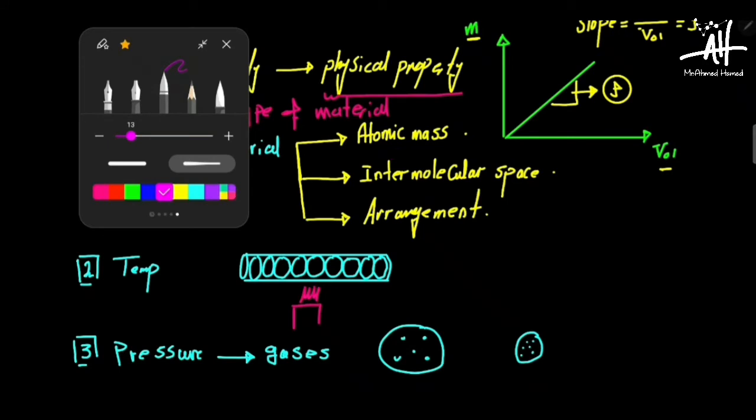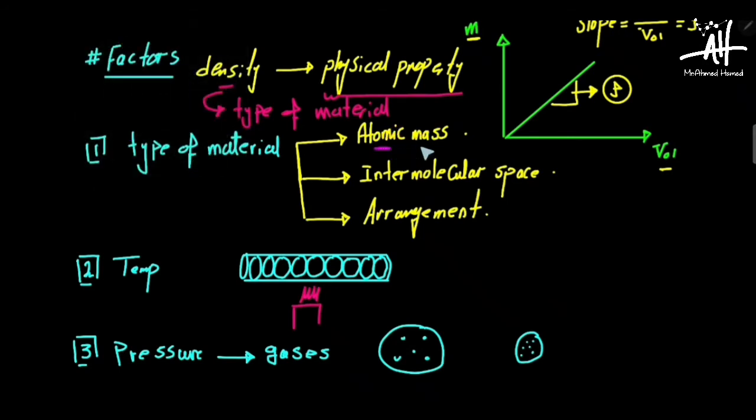The factors inside the material that control the density, the first one is the atomic mass of the element. If the atomic mass or the mass number of the element increased, the weight or the mass of the object will increase, so the object will be heavier, so the density will increase. And the second factor is the intermolecular space.